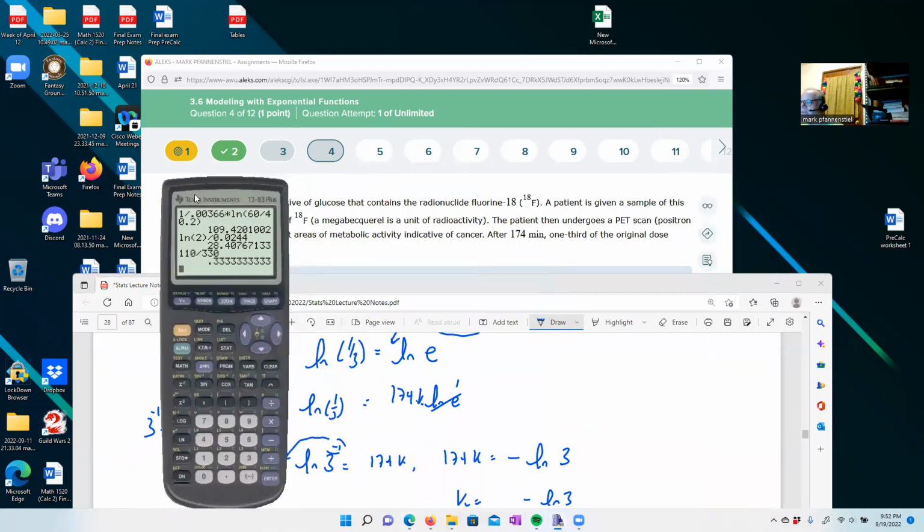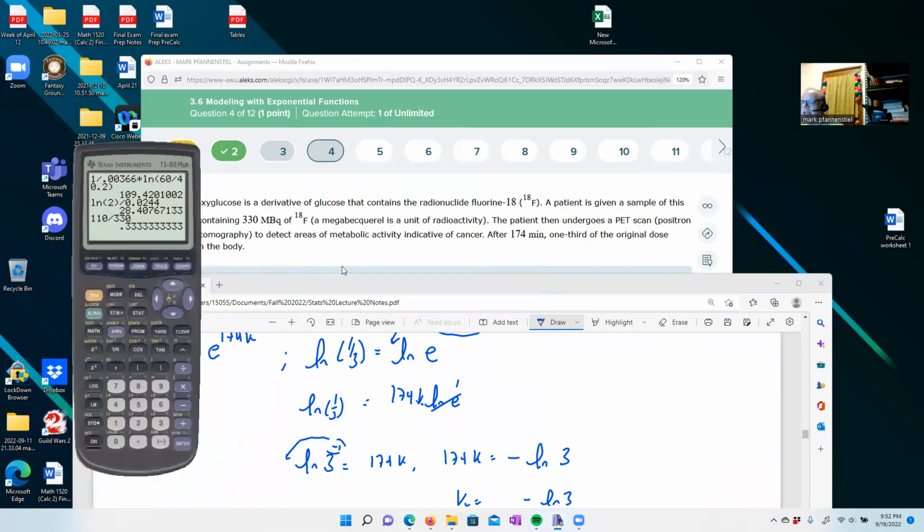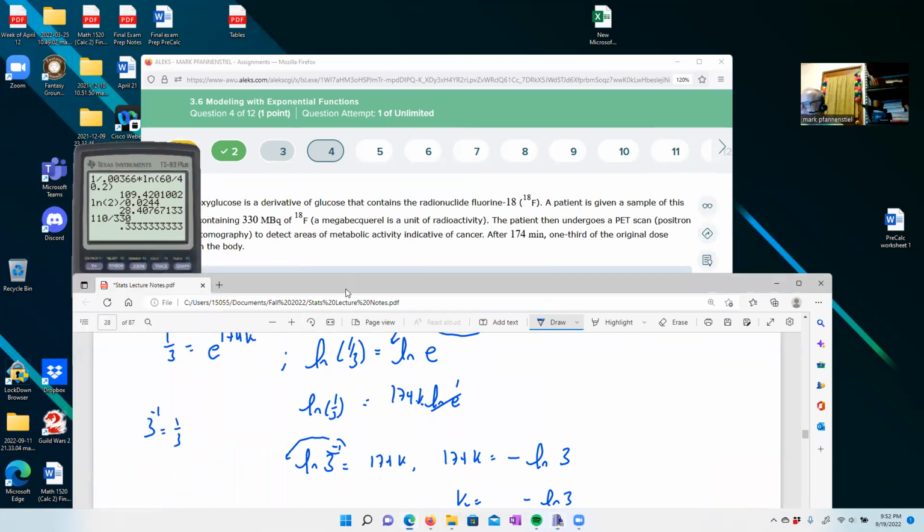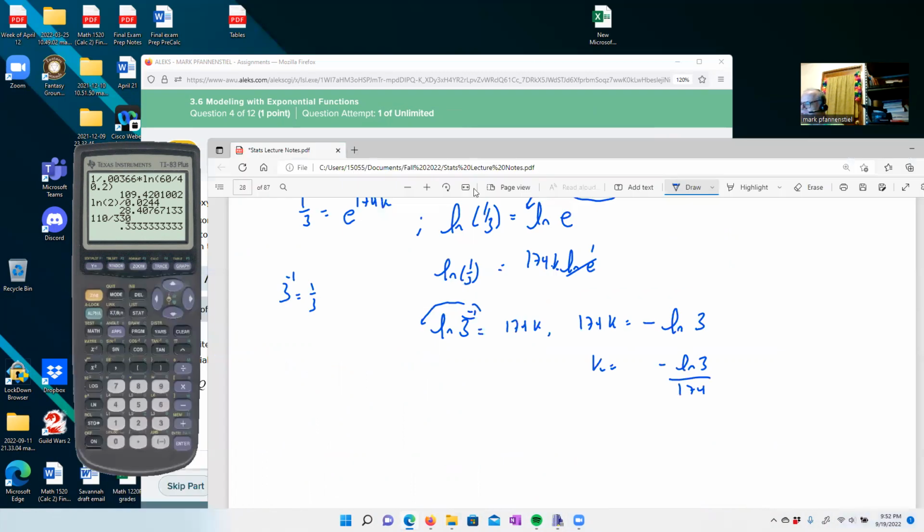Time span for the original dose in the body. Oh, there it is down the bottom. Sorry. So 5 decimal places. Okay, so we're just going to type this in.